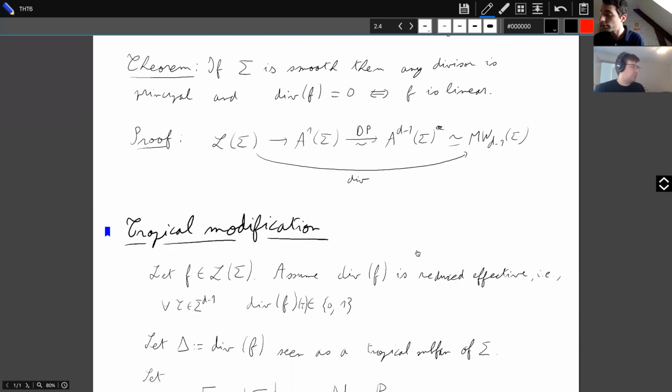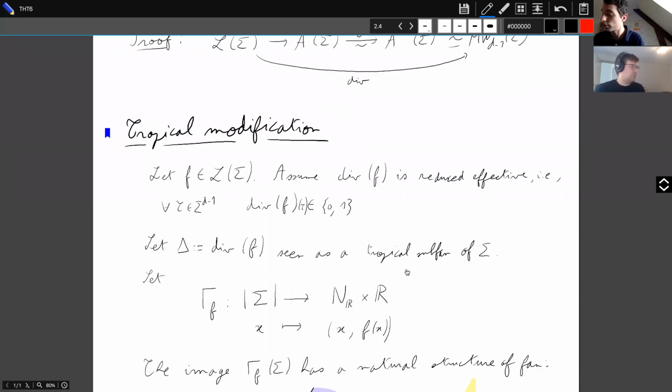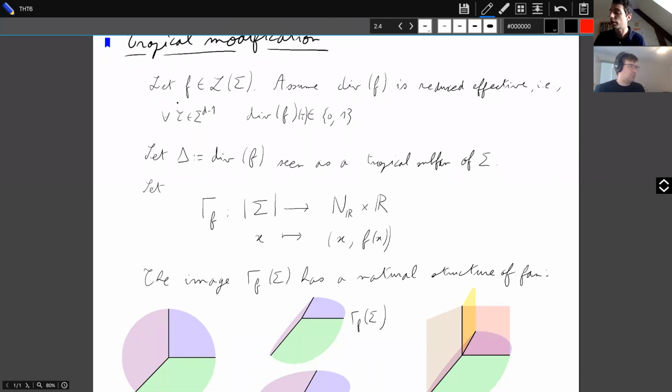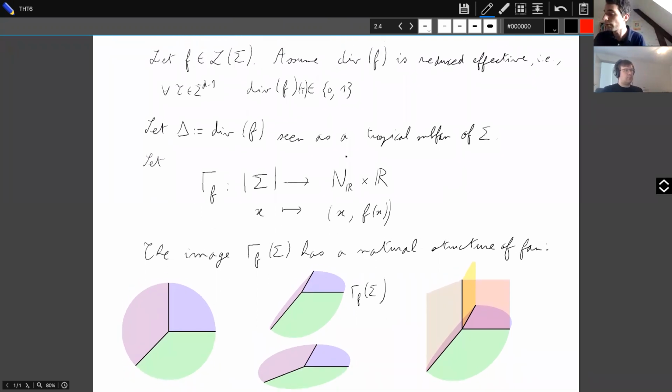Okay, now we have the divisors, and we can take the tropical modification along the divisor. So I have my function f. I assume that the divisor of f is actually a tropical fan in my sense. This means that all the weights are 0 or 1. I denote this divisor by delta, and I see it as a tropical subfan. And I take the graph of f. So to any x in the support, I map it to x and f of x. Okay, it's just a graph.